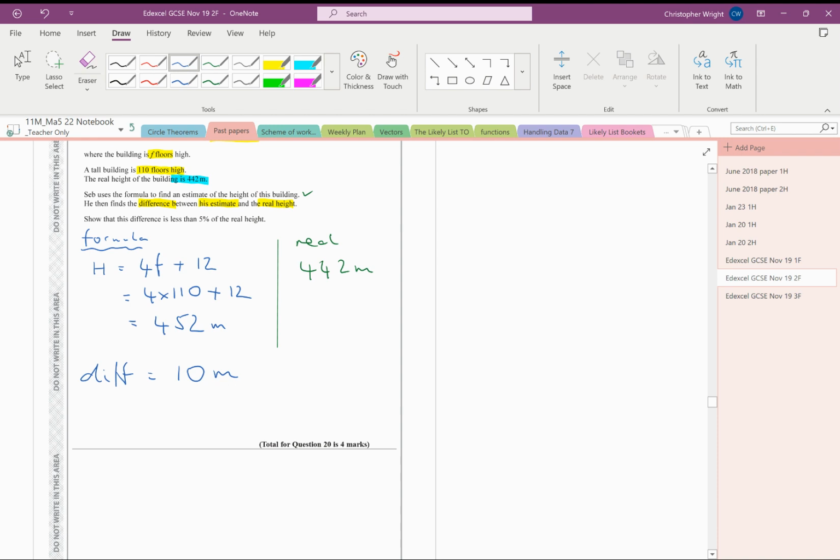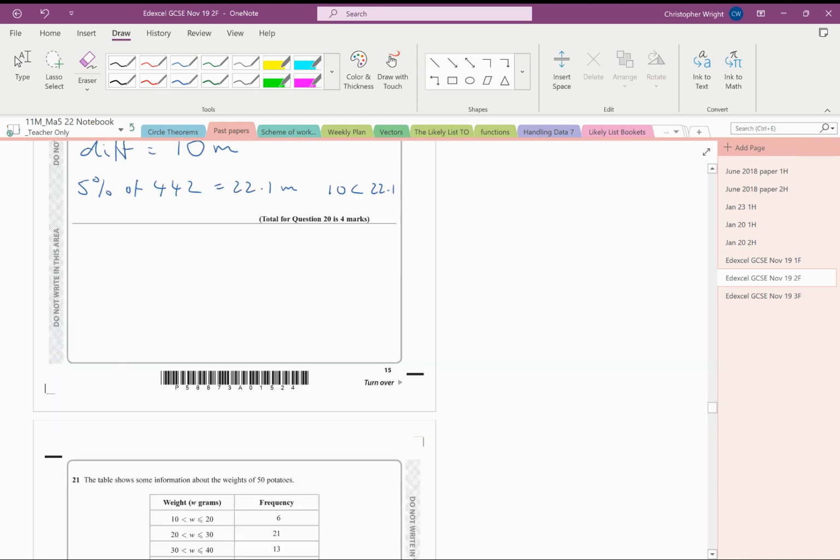Well, I wonder what 5% of the real height is. 5% of the real height is 5% of 442. I know how to work that out, so I'm doing 5% of 442 on my calculator. And 5% of 442 is 22.1 meters. And look at that, the difference is 10, which is less than 5%. So I could just say here, 10 is less than 22.1, just to show that the difference of 10 is indeed less than 5% of the real height.